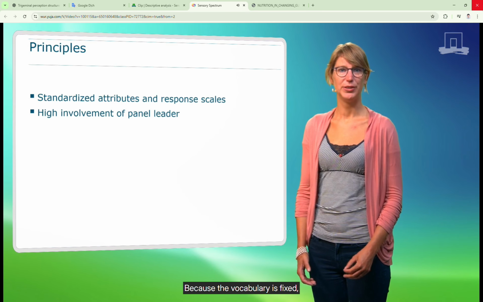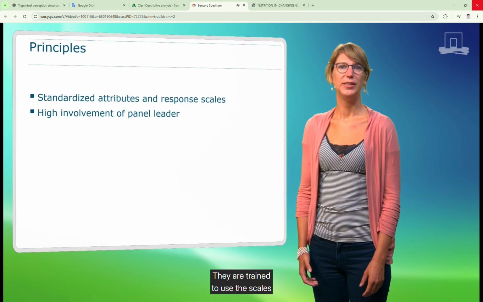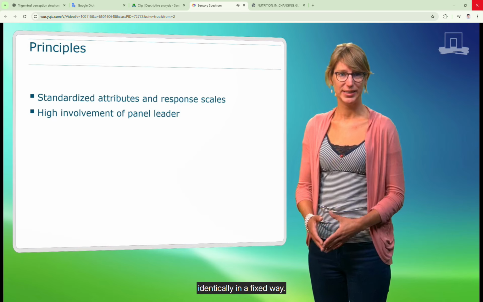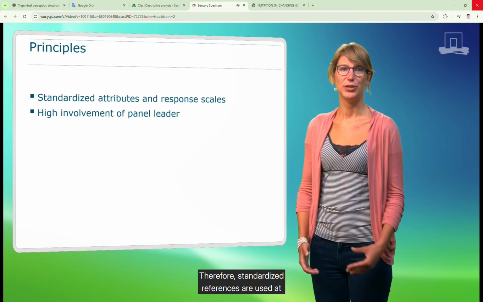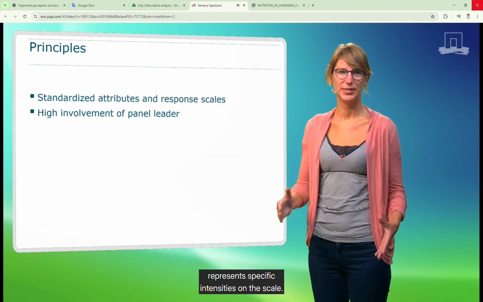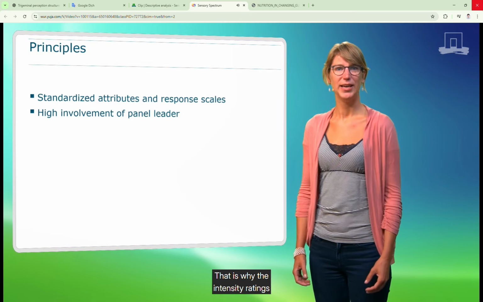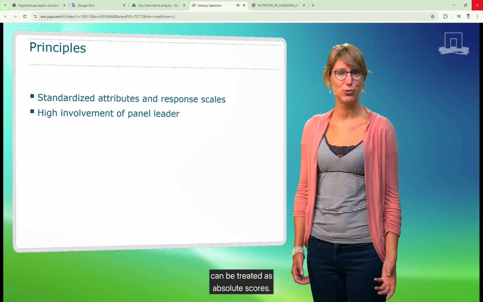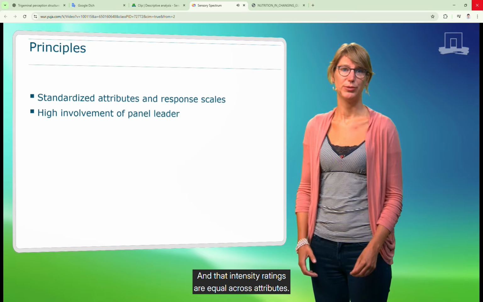Because the vocabulary is fixed, intensive training of the panel is necessary. They are trained to use the scales identically in a fixed way. Therefore, standardized references are used that represent specific intensities on the scale. That is why the intensity ratings can be treated as absolute scores, and that intensity ratings are equal across attributes.